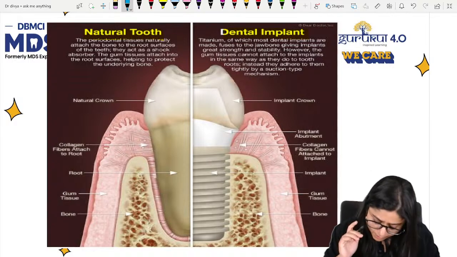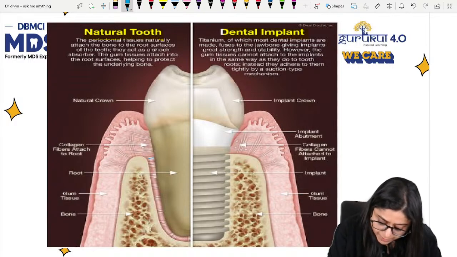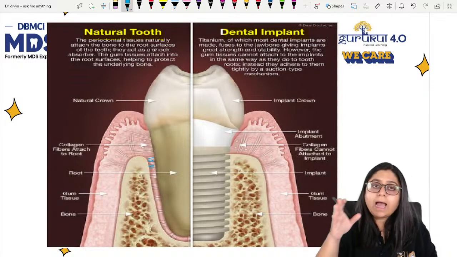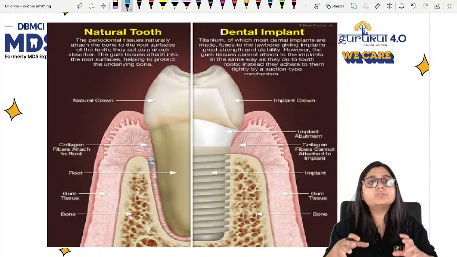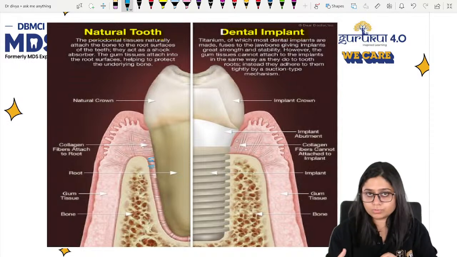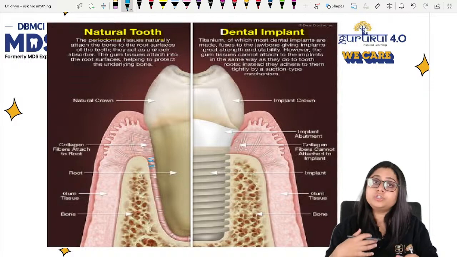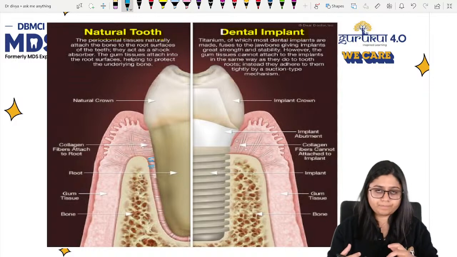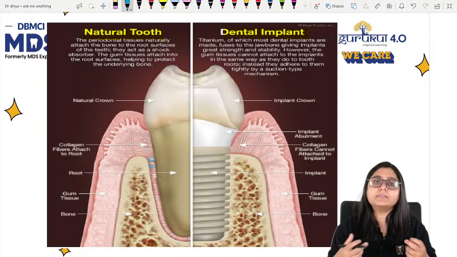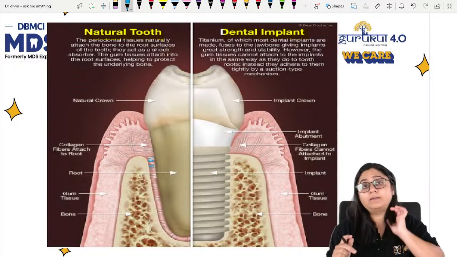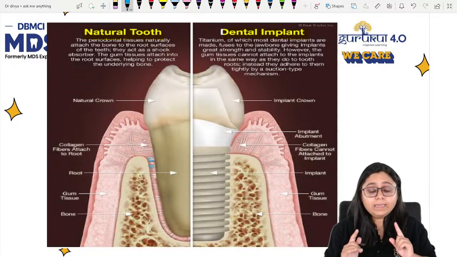It is mobile. So the periodontal ligaments which are present between the tooth and the bone help in the anchorage of the tooth, and they help in the mobility of the tooth. They are not fixed. They show some mobility always. Because of that only, orthodontic movements and other movements are possible. But that is not the case in implants.